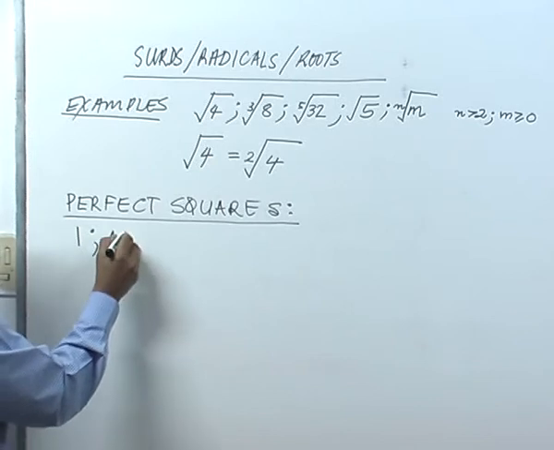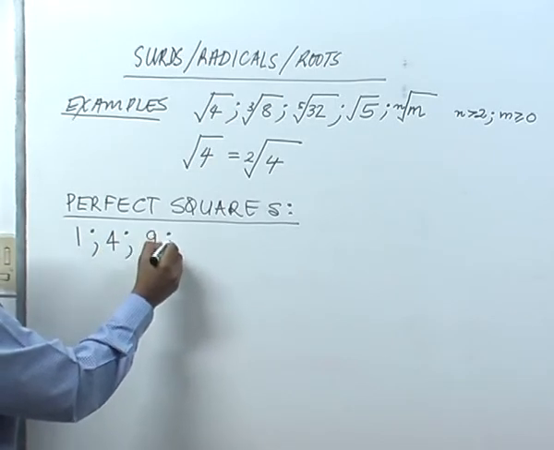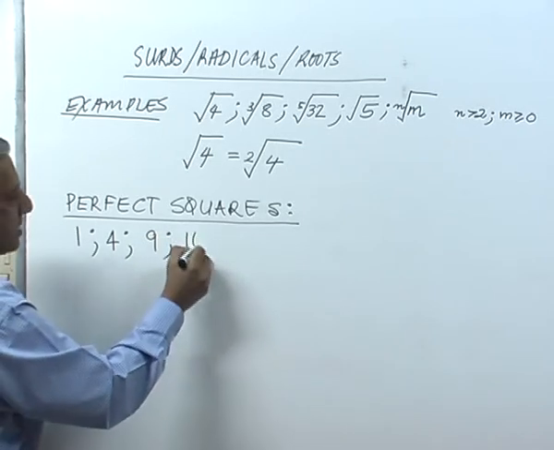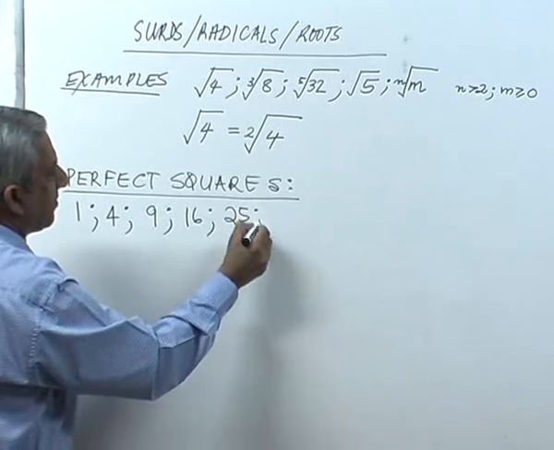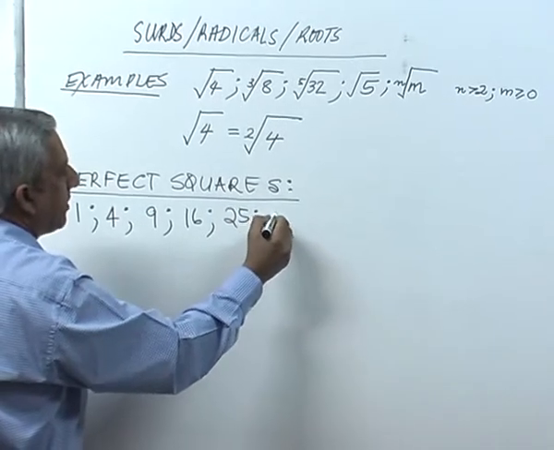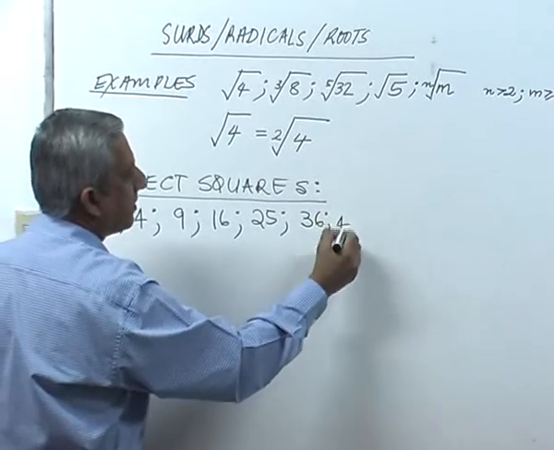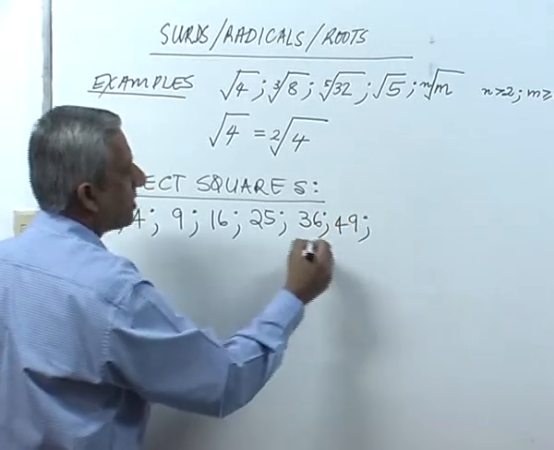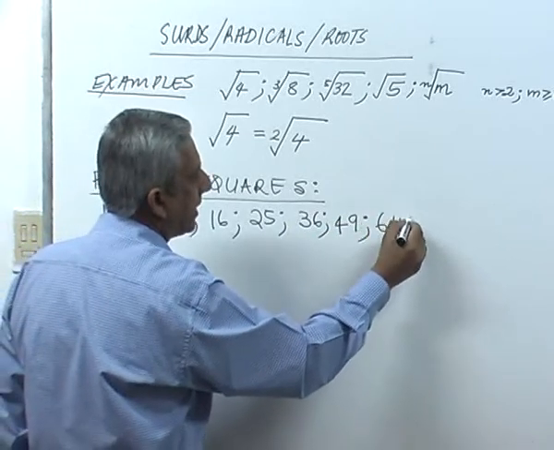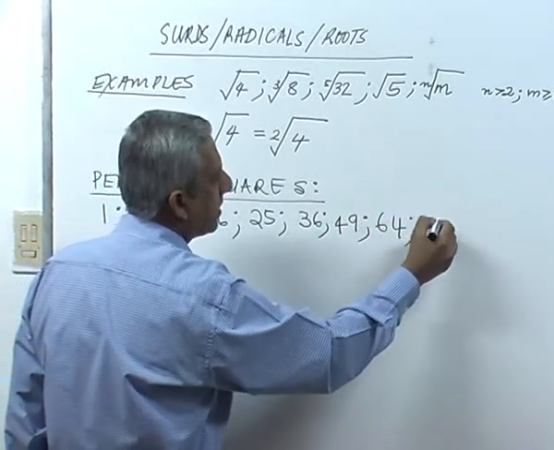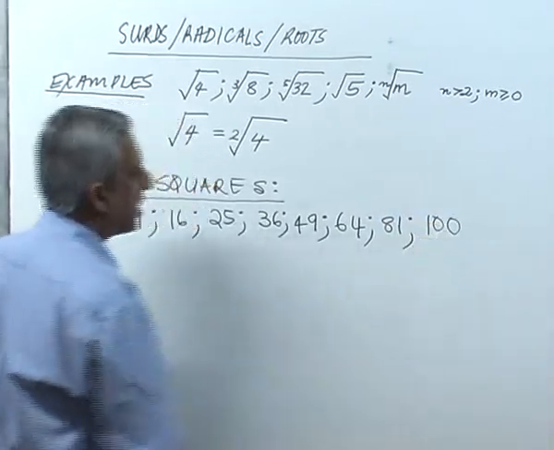4 is the next perfect square. 9 is the next perfect square. 16 is the next perfect square. 25 is the next perfect square. 36, 49. I'll do the first 10. 49, that is 7. That's for 8. That's for 9. That's for 10.